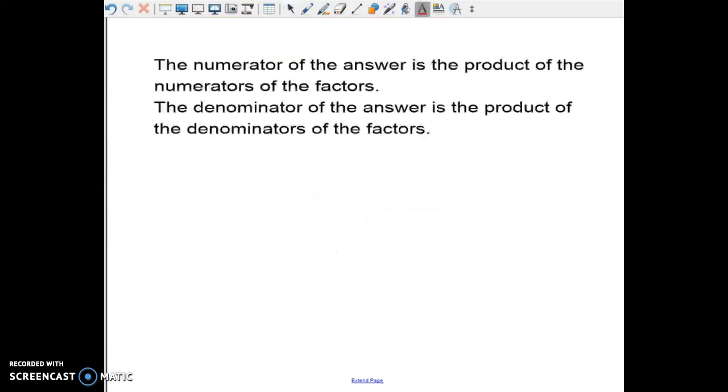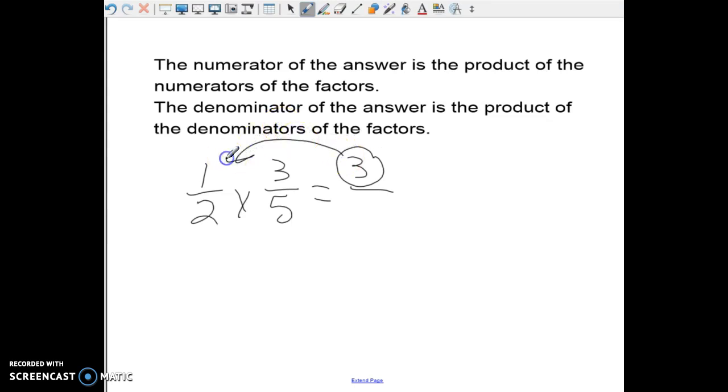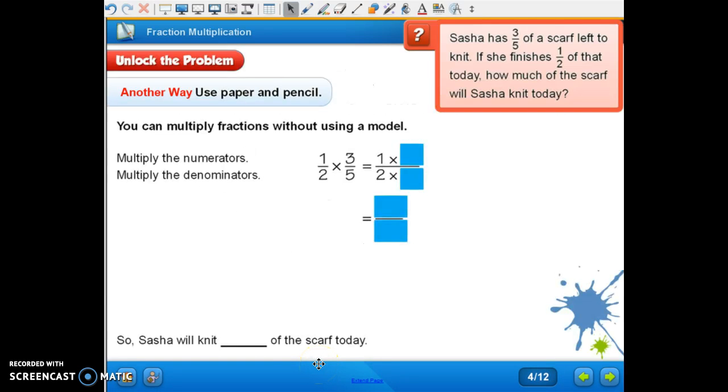So in the middle of page 311, where it says compare the numerator and denominator of the product, this is what you should have. The numerator of the answer is the product of the numerators of the factors. So 1/2 times 3/5. The numerator of the answer is the same as the product of these numerators, and the denominator is the same as the product of the denominators. Again, we're working with Sasha and her scarf.